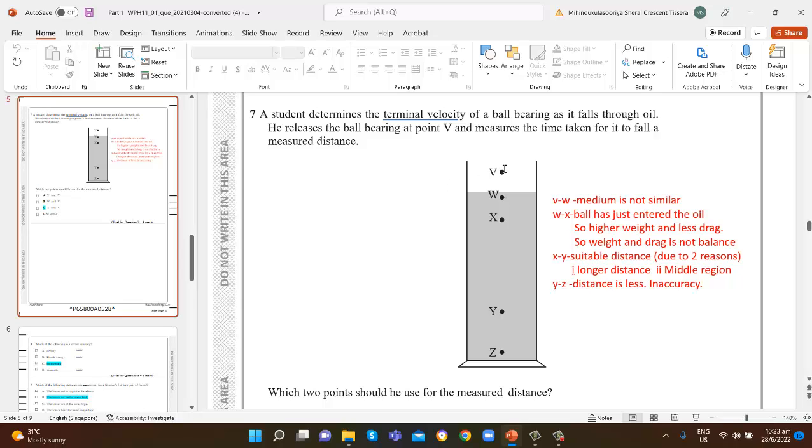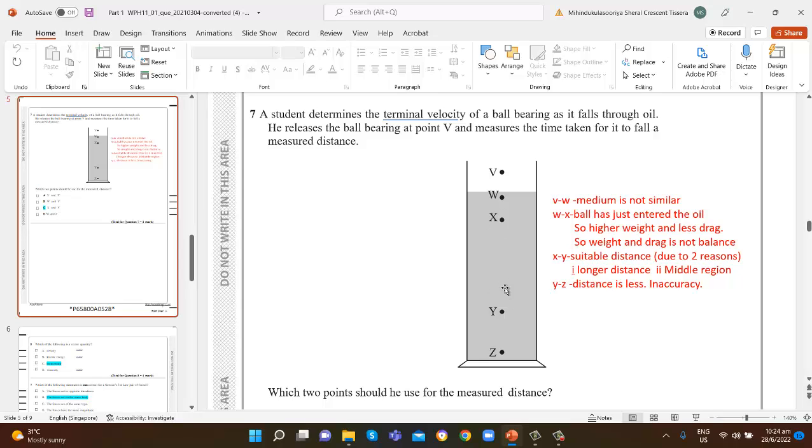But when you take the distance from V to W, actually V is in air, no. So the medium is not similar. So V to W cannot be. Now go to W to X. The ball has just entered the oil. So you leave that and go to the next, X to Y.